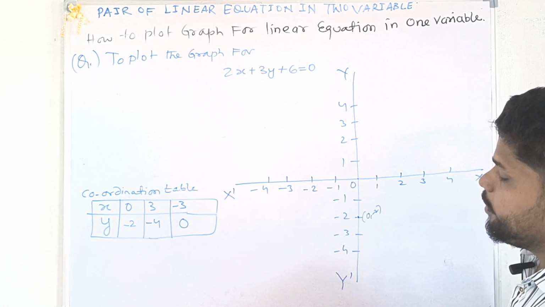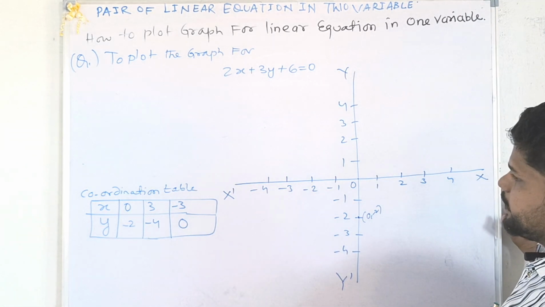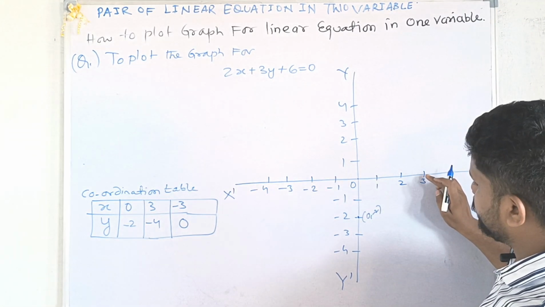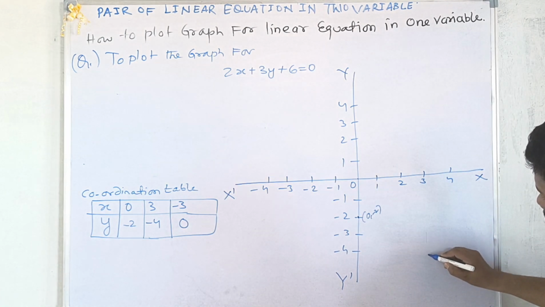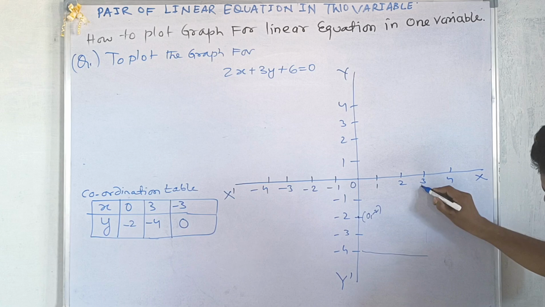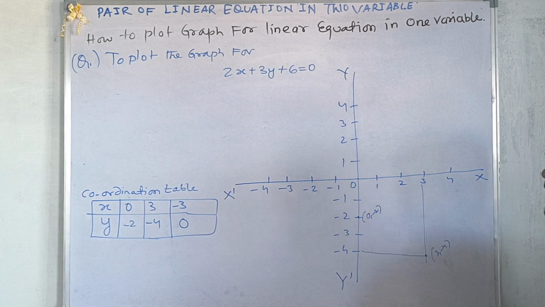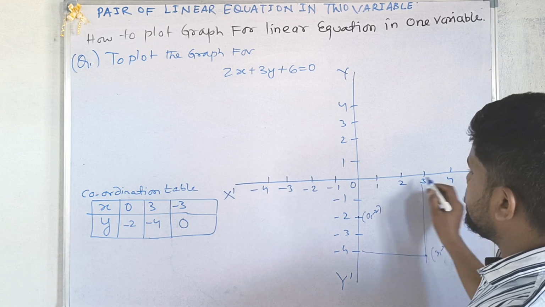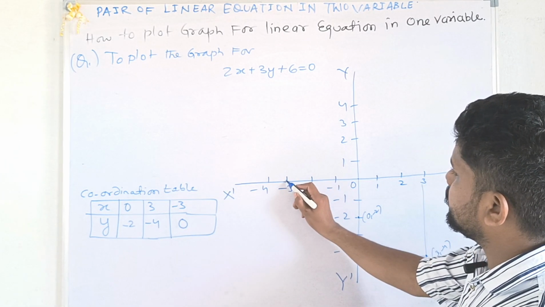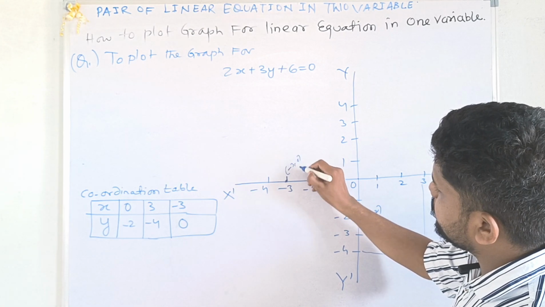Okay. Where will the coordinate 3, minus 4 fall? 3, minus 4: plus 3 and minus 4. Minus 4 is somewhere here and plus 3 is somewhere here. So this will be our 3, minus 4. Okay, alright. Now minus 3, 0. Minus 3 is here and 0 is just here. So this will be our minus 3 and 0.